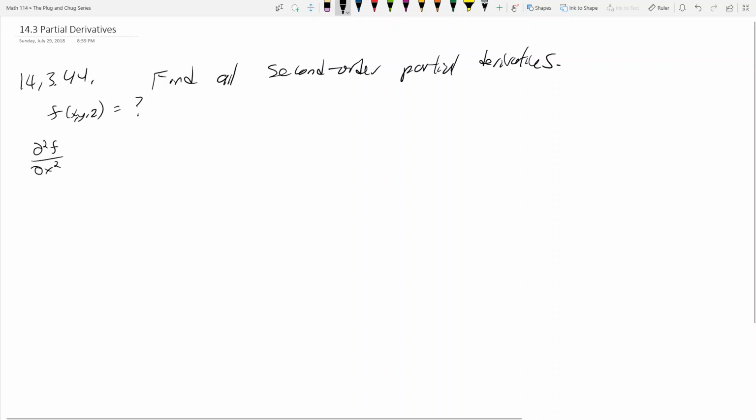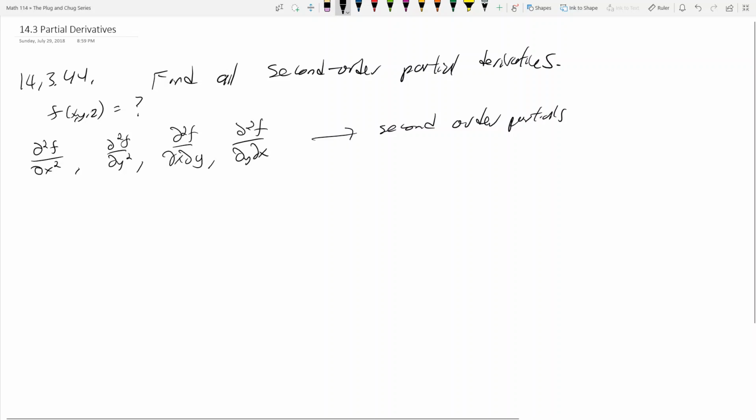All right, so two partials with respect to x, d squared f dy squared, which is two partials with respect to y, d squared f dx dy, which is going to be a partial with respect to y, and then a partial with respect to x, and d squared f dy dx, which is going to be a partial with respect to y, and then a partial with respect to x. So these are all the second order partials.